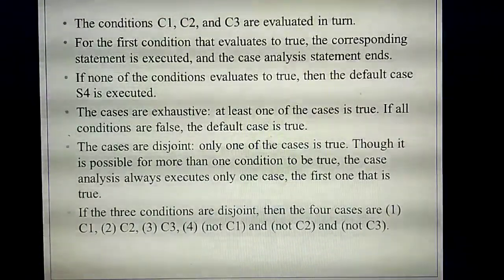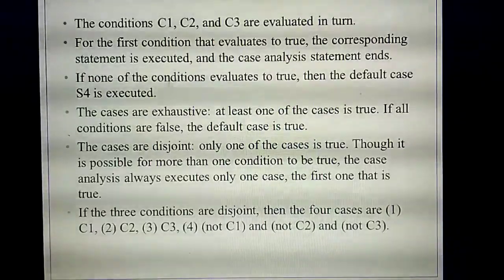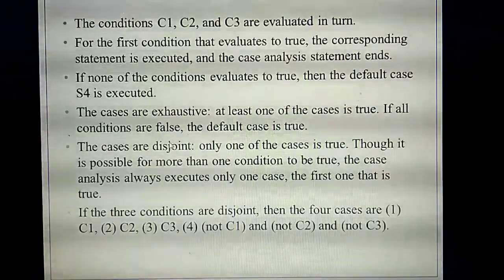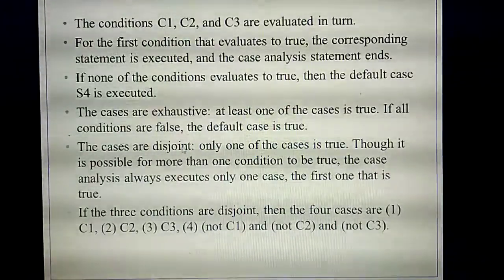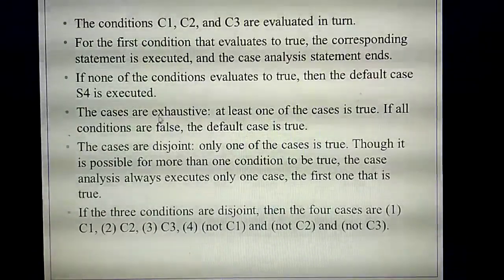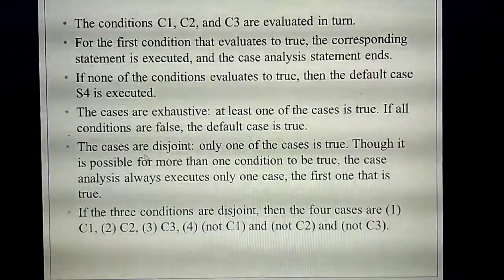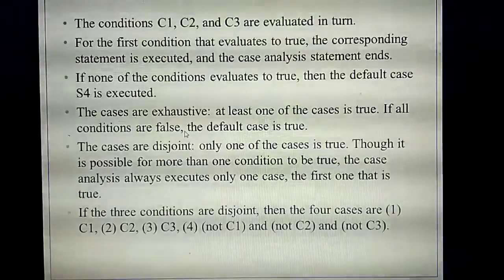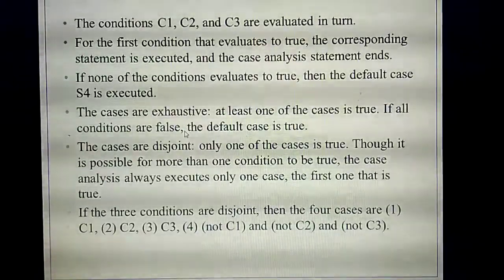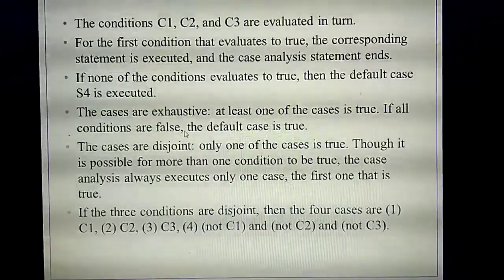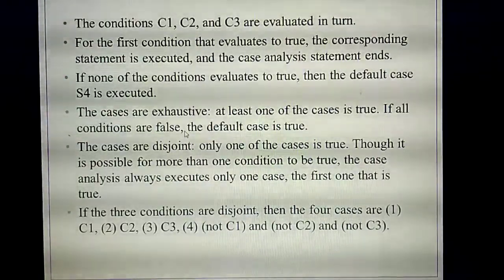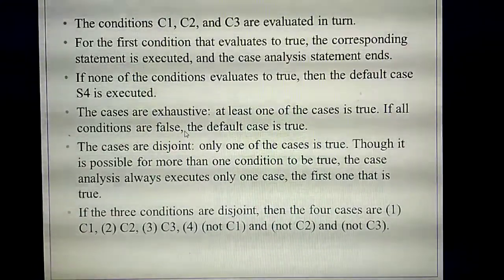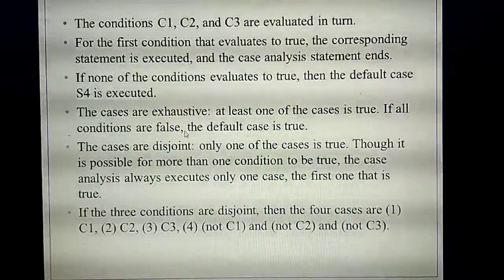Understand? So based on that they have divided the cases into 2 types: exhaustive and disjoint. Either the cases are exhaustive or the cases are disjoint. So listen. What do you mean by exhaustive? At least any one of the cases needs to be true. That means C1, C2, C3 are there, no? Among them at least any one of the cases needs to be true. If all the cases are false, which case will it take as true? Default. That means the else part will be taken as true.